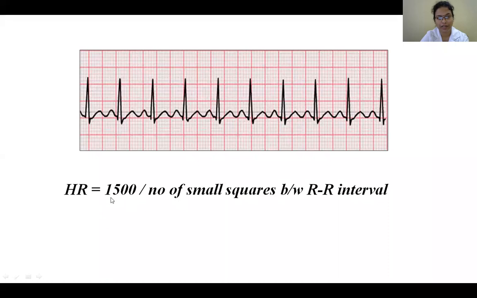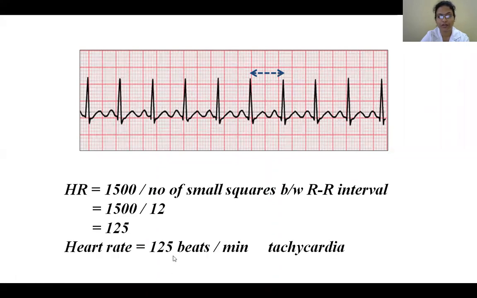Now here again, because the lines are not corresponding against the big lines, we have to use the formula of 1500. So 1500 divided by the number of small squares between RR intervals. Count again: here it will be 1 and 2 big boxes and then 2 more small squares. So it is 1500 divided by 12, which is equal to 125. So here the heart rate is equal to 125 beats per minute.